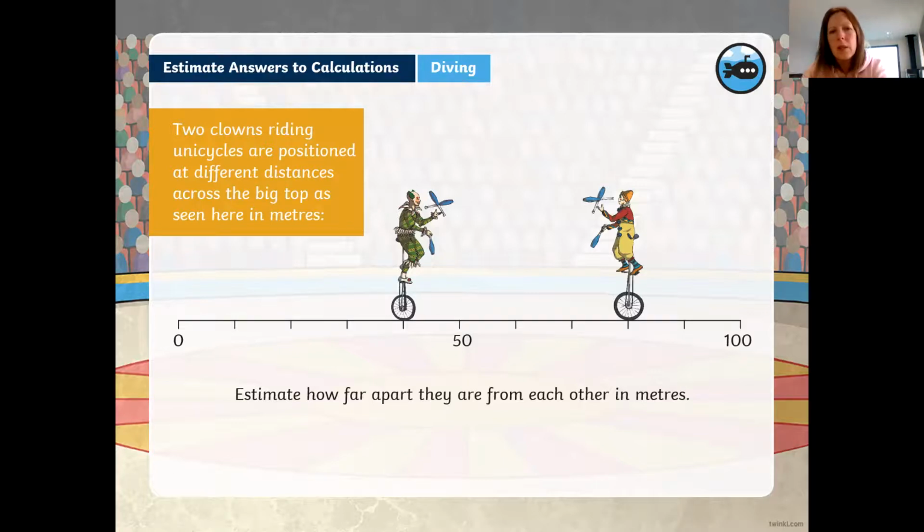So the clown in the green is on the marker that's just before the 50. If I count back in 10, that would mean he's at 40. And then the clown in yellow: 50, 60, 70, 80, he's on 80. So how far apart are they from each other if we use that number line to help us? They're about 40 meters apart, aren't they? The first one's on 40, the other one's on 80, so there's a difference of 40.